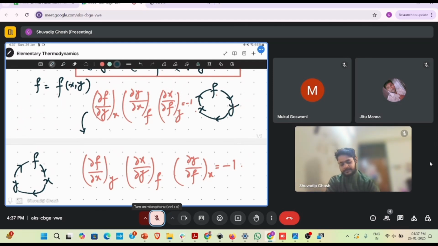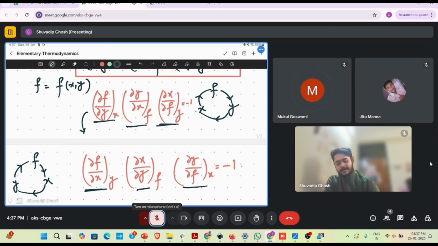Just see, this is just reversed. These two terms are reciprocal, and these terms are reciprocal. So eventually it will be three times 1 by 1 by 1 by 1, so it will be minus 1. Is it clear or do I have to do it explicitly?